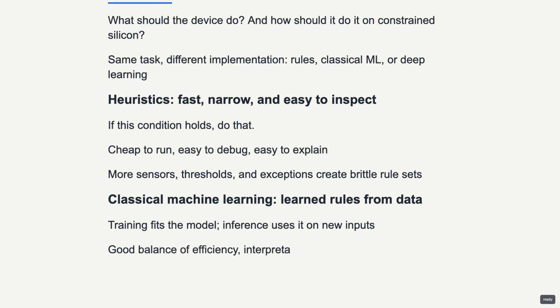A decision tree, logistic regression, or random forest can be a strong fit when features are already engineered. In that setting, classical ML gives a practical middle ground for teams that need usable predictions without the cost of a larger model.